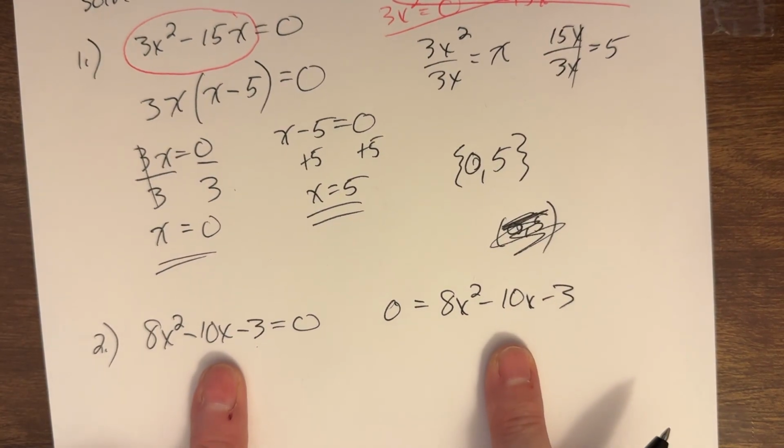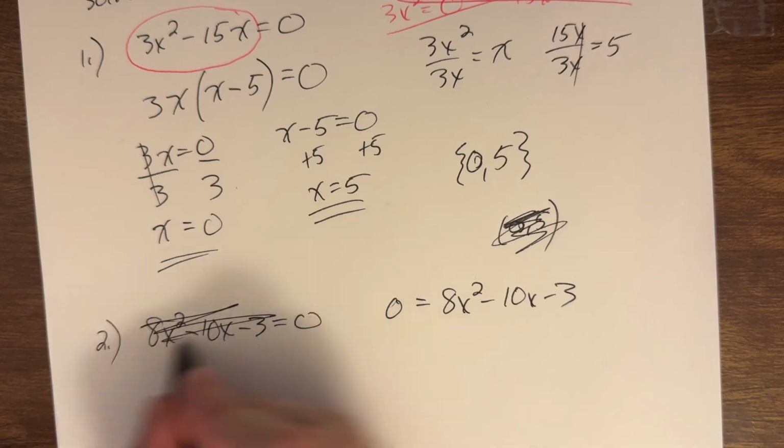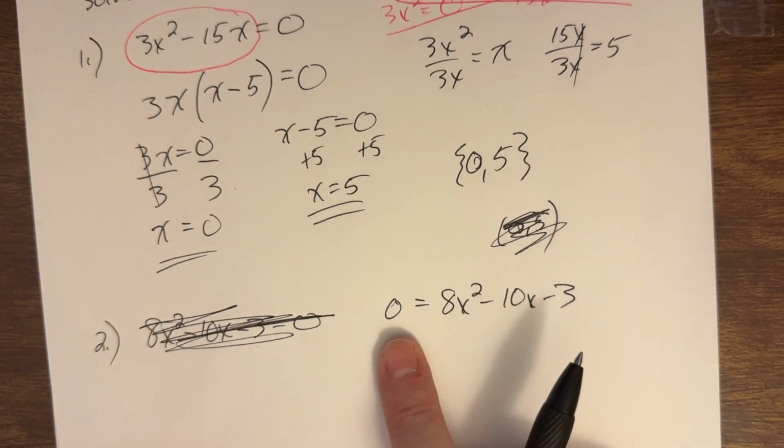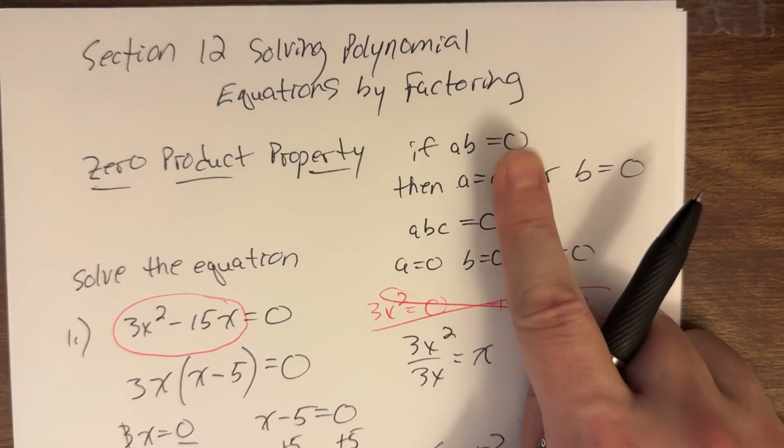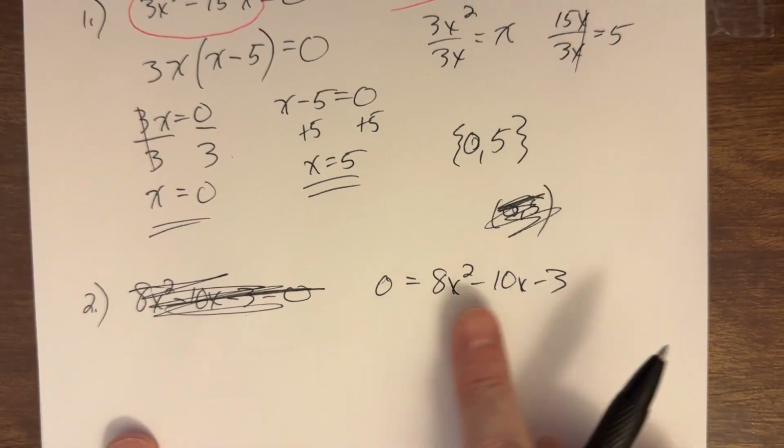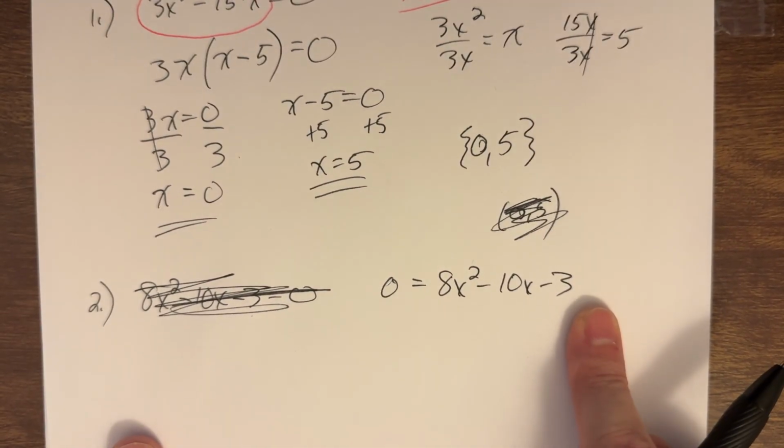This is the exact same thing. So actually, let's even pretend that's where we started. The 0 is on the left side, but the point is one side is already set equal to 0. That's what we want. We need to factor the other side.